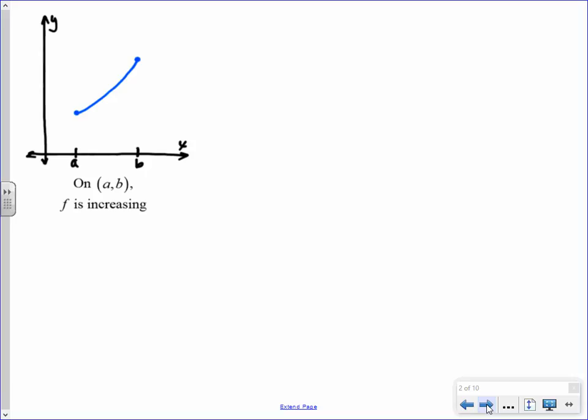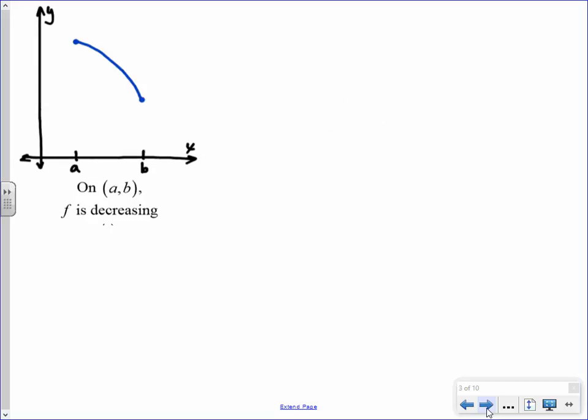Okay, everyone say together, what does it mean about our derivative? What does it mean about the derivative? It's positive. If our function is increasing, then we know our derivative is positive. That's something we talked about in Unit 2, correct? Yes. Okay, so let's try this again. If our function is decreasing, what does that mean about our derivative? Negative. Okay, if we are decreasing, our derivative is negative.